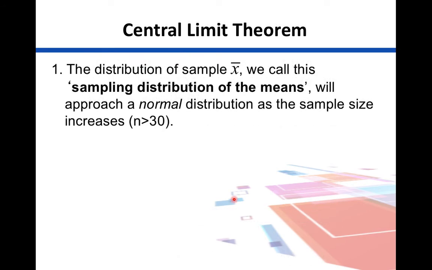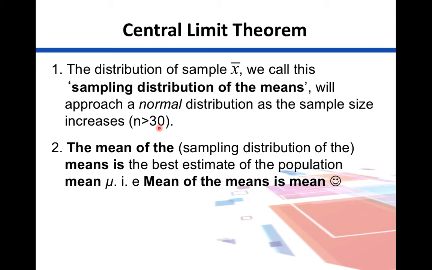The key points for this central limit theorem: number one, the distribution of sample means x bars, sometimes we can say y bars, x, y, whatever letters we can use. We call this the sampling distribution of the means, and it will approach a normal distribution as the sample size increases. The mean of the sampling distribution of the means is the best estimate of the population mean. That is, I would say the mean of the means is the mean. So this mean that is coming from the sampling distribution is a good estimate for the population mean.